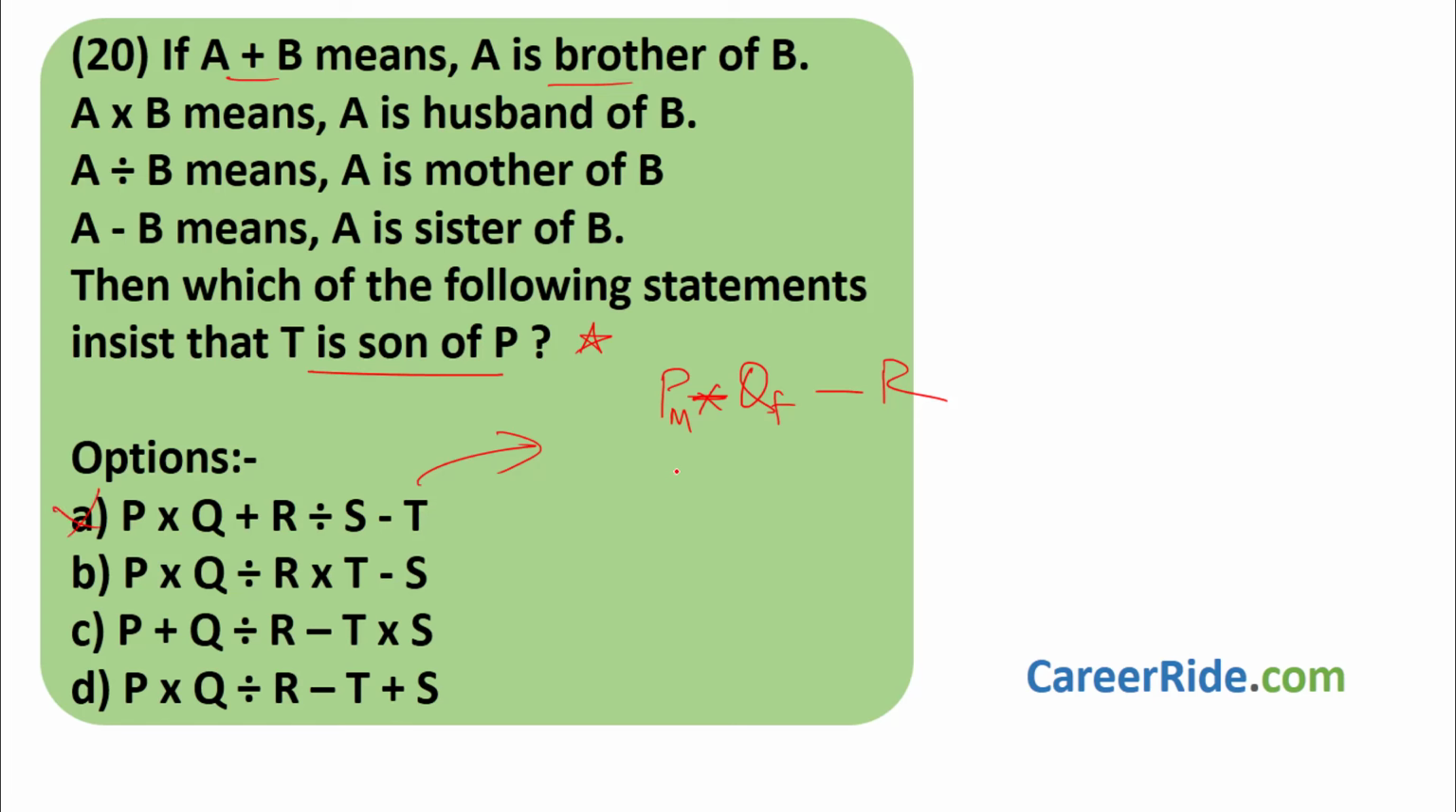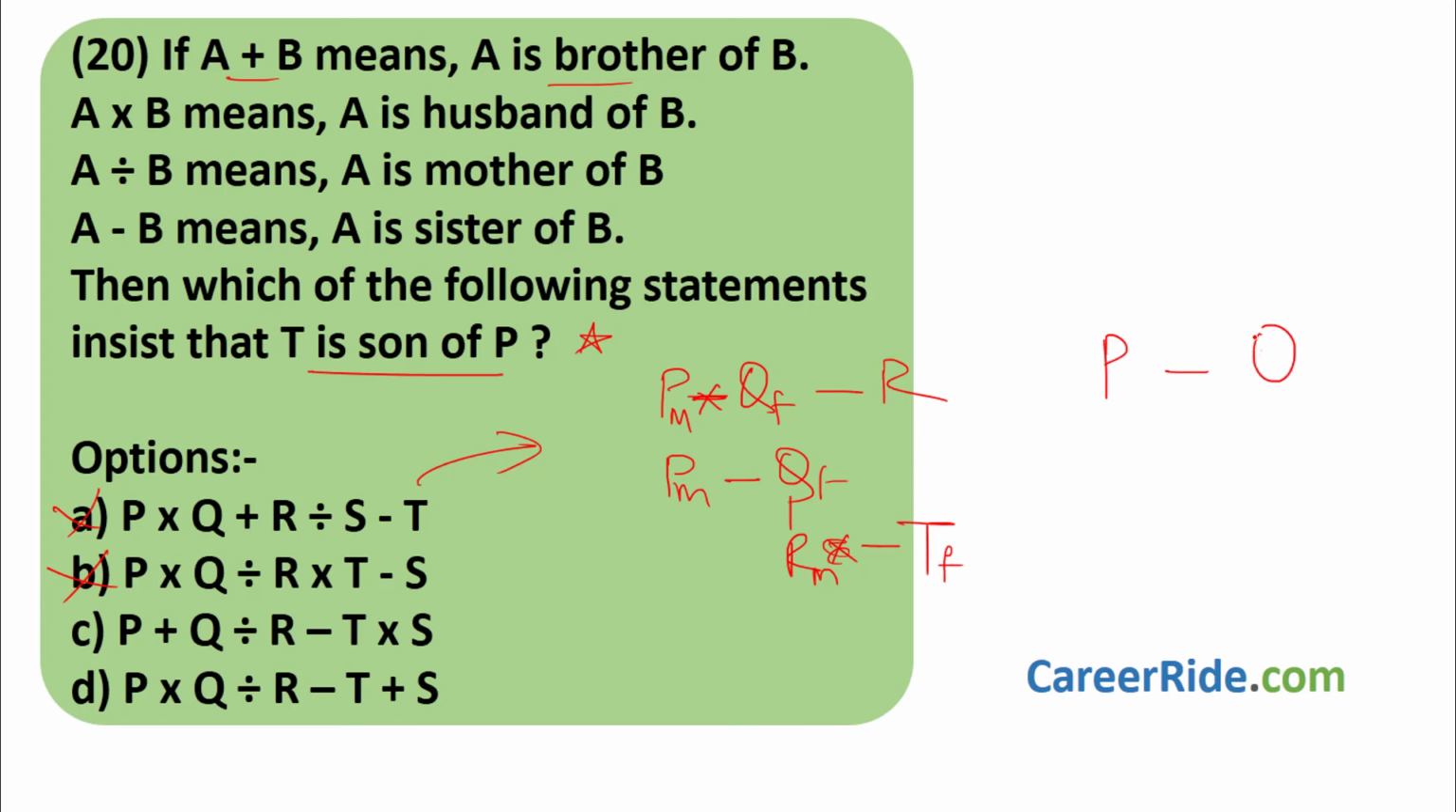Next, P multiplied by Q. That is, P is husband of Q. Male, female. Q divided by R. Q is what is divided? Mother. Mother of R. Then R multiplied by T. Multiply means husband. R is husband of T. That means R is male, T will be female. But we want T to be son of P. So T is son, T is male. This option is wrong.